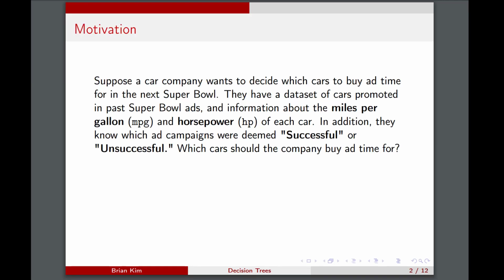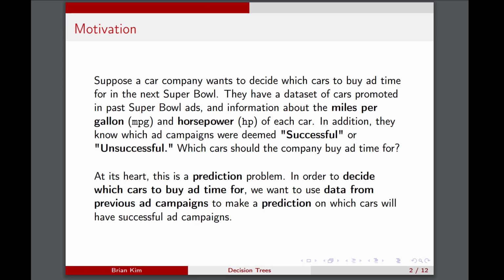So as a motivation, let's look at this example problem. Suppose a car company wants to decide which cars to buy ad time for in the next Super Bowl. They have a data set of cars promoted in past Super Bowl ads and information about the miles per gallon, horsepower, and also they have information about which ad campaigns were successful. So which cars should the company buy ad time for?